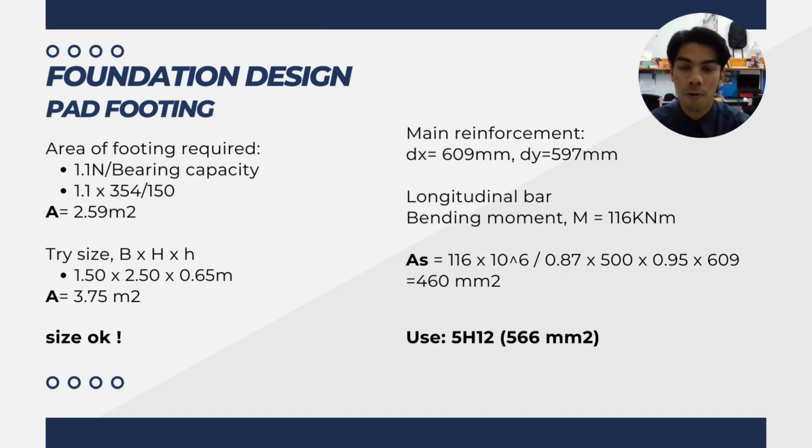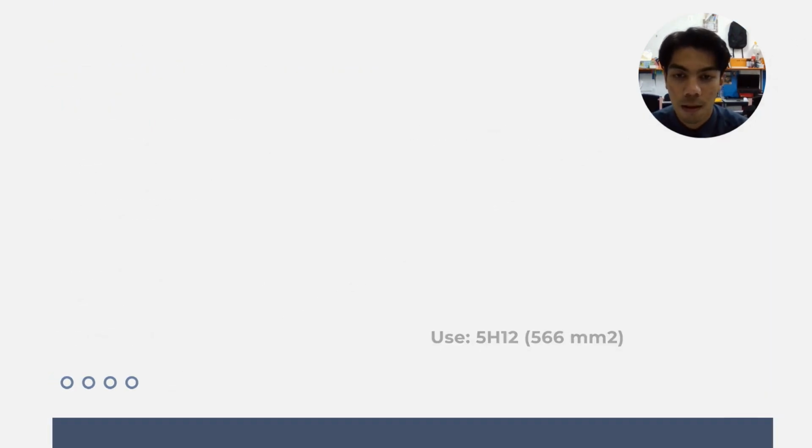Okay, for area of footing required, 2.59 meter square. For the size, we try 3.75 meter square. The size is okay. For the reinforcement, DZ is 909 mm. For DY, 597 mm. For the longitudinal bar, bending moment 160 kN meter. The AS required is 490 mm². We use 5H12. The area is 566 mm².